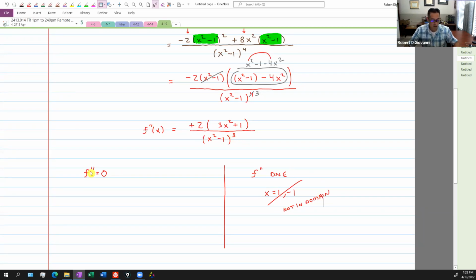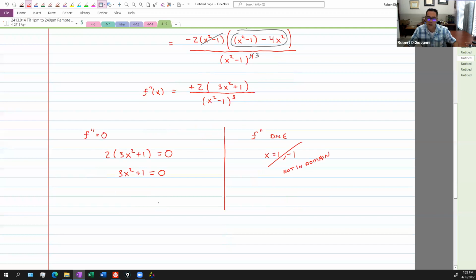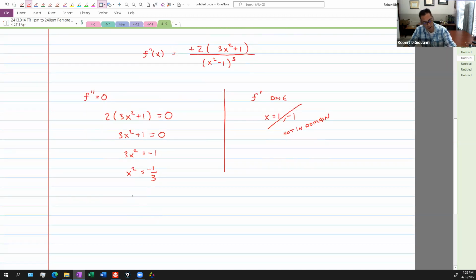So those technically cannot be critical numbers. How about the derivative being 0? Set the top equal to 0. Can that ever be 0? We can divide both sides by 2. That can't be 0, can it? Look, if I subtract 1 on both sides, I get -1. If I divide by 3, I get -1/3. And there's no number that I'm ever squaring and getting a negative number, right? Nothing. So I have no solutions here. No solution.